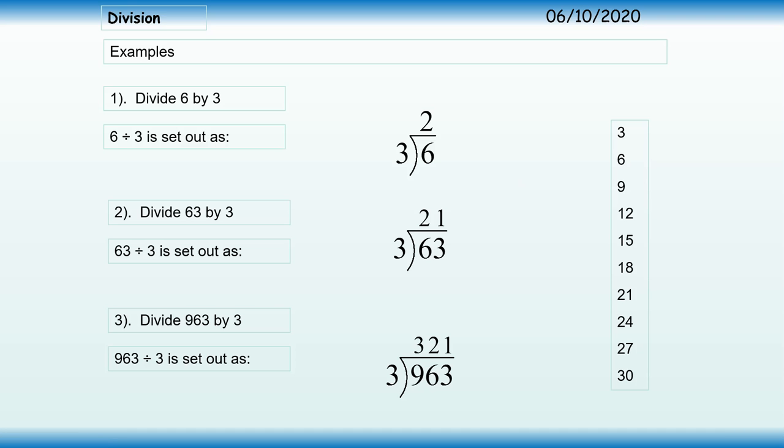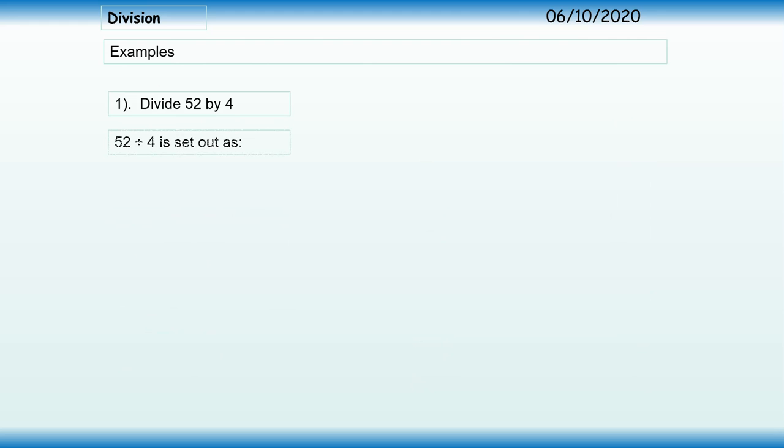Good. So we put the times table there in case we need it. If we know our times table, then we don't always have to write it, but when the questions get harder, we can write it down. This time I'm going to divide 52 by 4, so put the 52 in the bus stop. Now I'm going to put my 4 times table on the side. 4, 8, 12, 16, 20, 24 and so on.